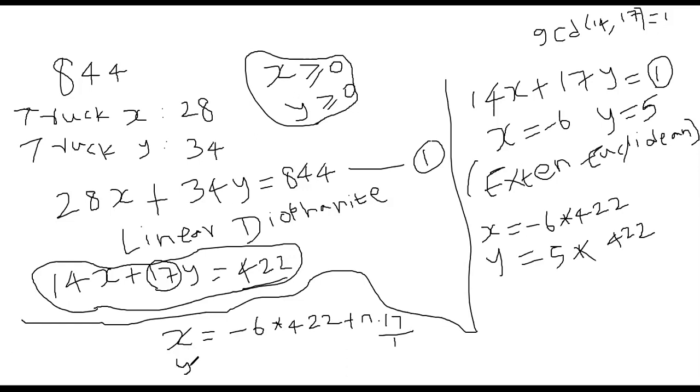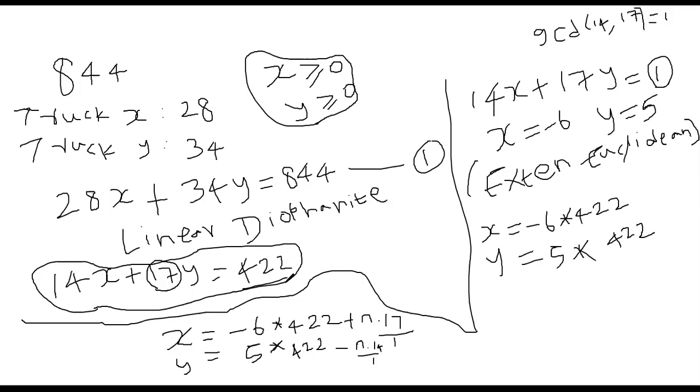And what about y? The y is also simple. It is 5 times 422, plus, no, it's not plus, it's minus n times 14. Again I am dividing by 1, but you have to divide by the GCD of a and b. Here a is 14, b is 17.